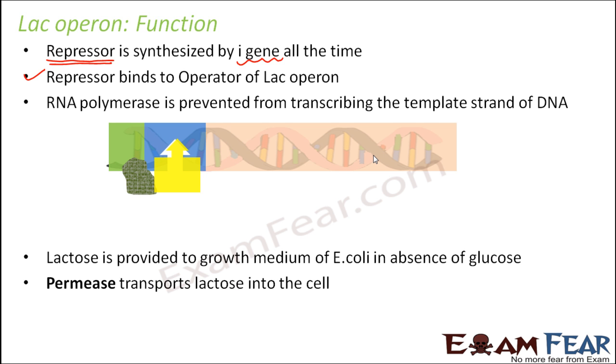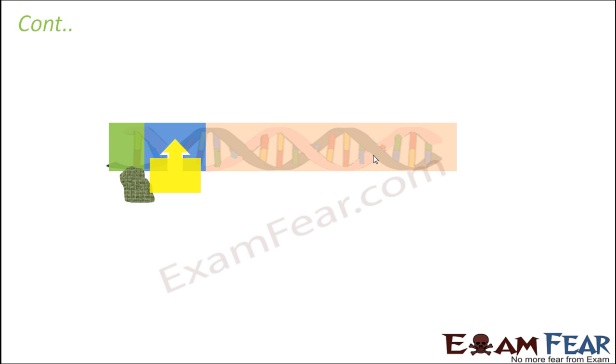So permease will help in transporting lactose into the cell, and now you will start getting lactose inside the cell. Once lactose starts coming into the cell, what is the need? The bacteria, E. coli, needs to utilize energy. For that, lactose needs to be fermented, so you will need the enzymes which are responsible for fermentation of lactose. Let's see what happens next.